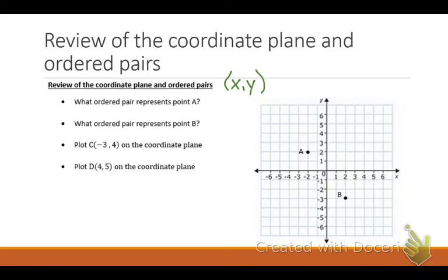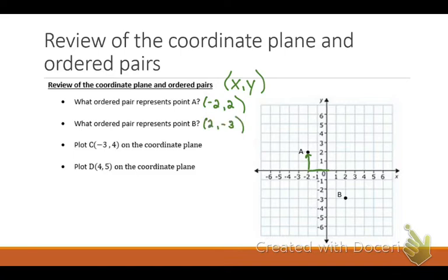So let's look at point A. Okay, so point A, I have to go left 2 spaces, and I have to go up 2 spaces. So I would write that ordered pair -2, up 2. All right, go ahead and try B. What is the ordered pair that represents point B? Just write it down. What is it, guys? 2, -3. All right, 2 and -3.